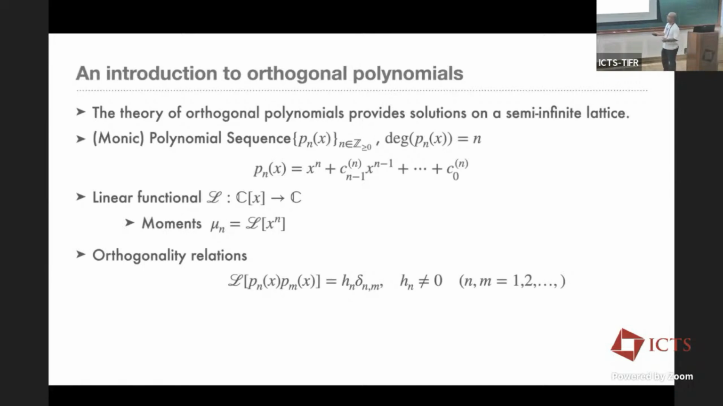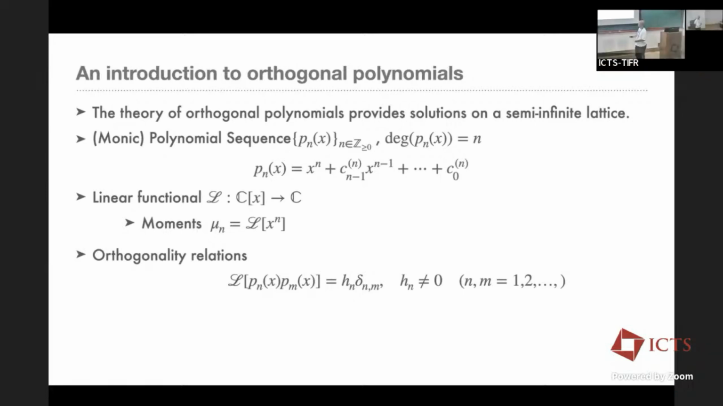Here we mostly consider the monic polynomial system. Monic means the coefficient of the highest term is chosen as 1. Of course, we have other normalizations like orthonormal polynomials, where the highest coefficient is not 1, but here we mostly deal with the monic case. And also, we will consider the linear functional L. L acts on the polynomial space to some constant C. And the corresponding moments, the nth degree moments, can be introduced by using this linear functional.